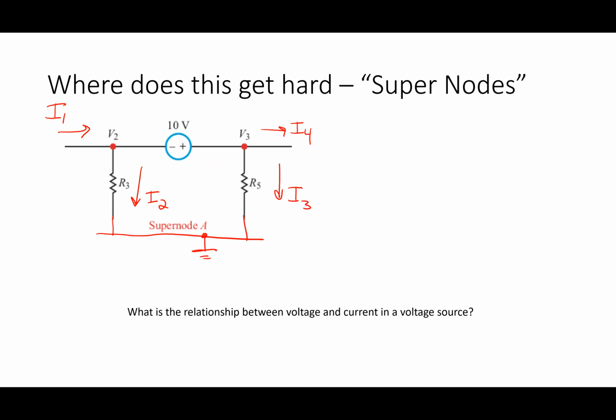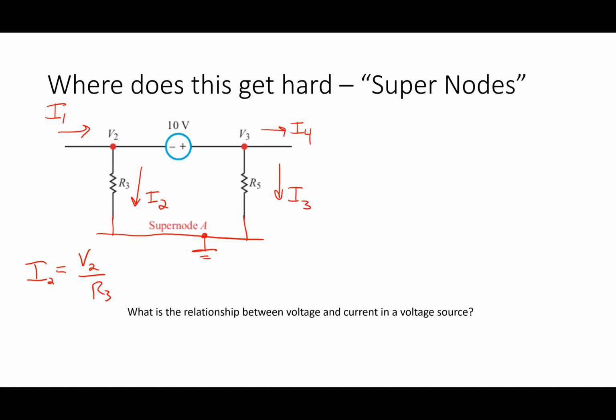So you could define currents. I2 you could define right there, right? You can say that I2 is equal to what? V2 over R3, right? You could totally say that. You can do something similar for I3. All right, what about that voltage source? You don't know the current through it. You don't know how to relate it.